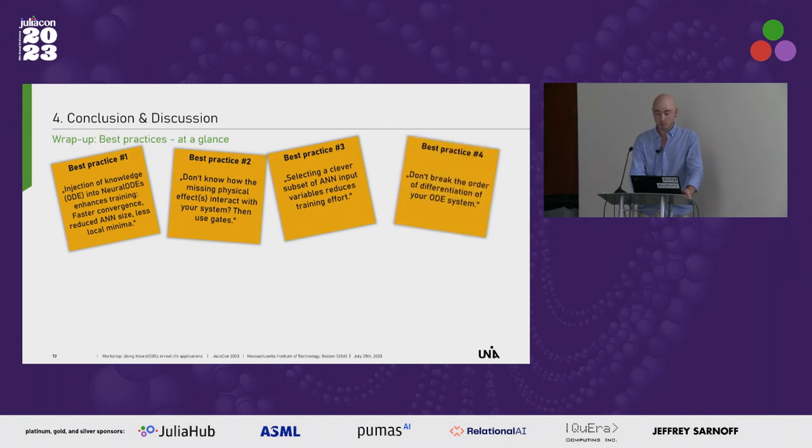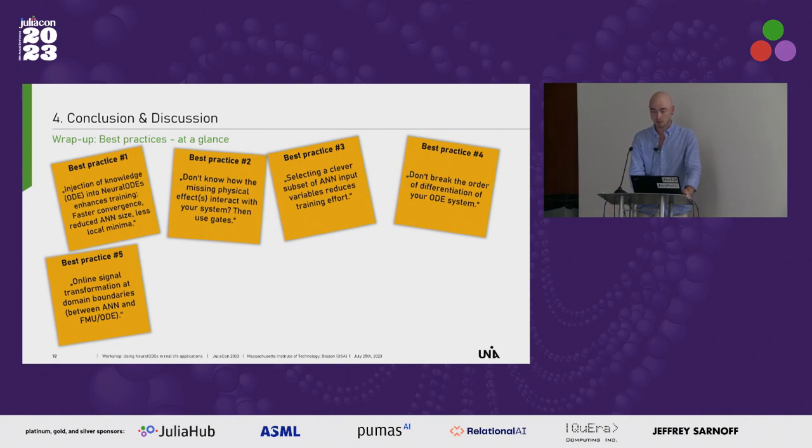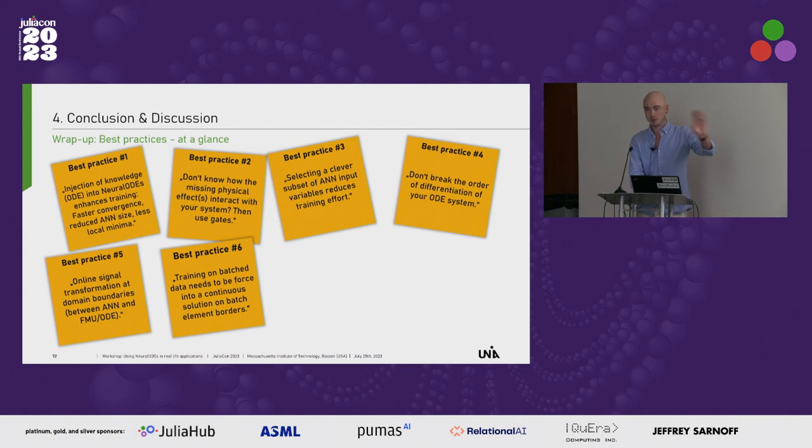If we are playing with system dynamics, we should be aware of not destroying the order of differentiation by the physical system. ANNs and FMUs are two different things, and so are the signal ranges between them, and we need to transform between them. When we do batching, and this is almost always the case, we need to do hyperparameter optimization before you think about putting your neural ODE aside.